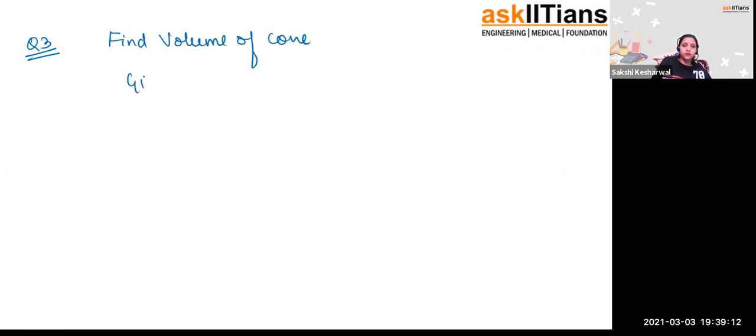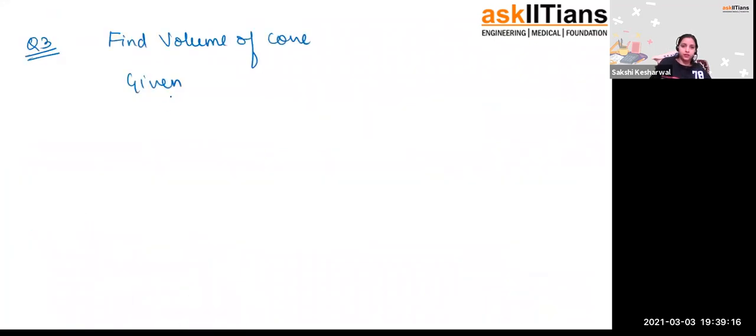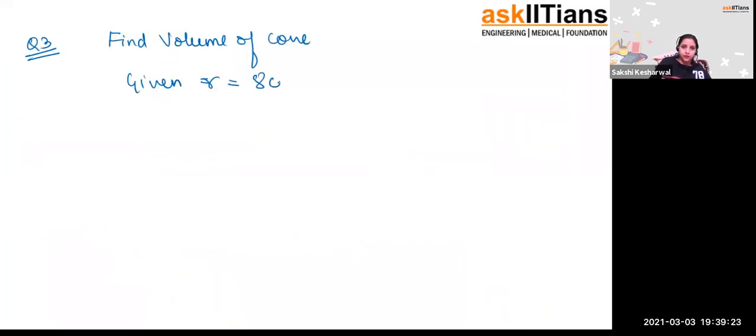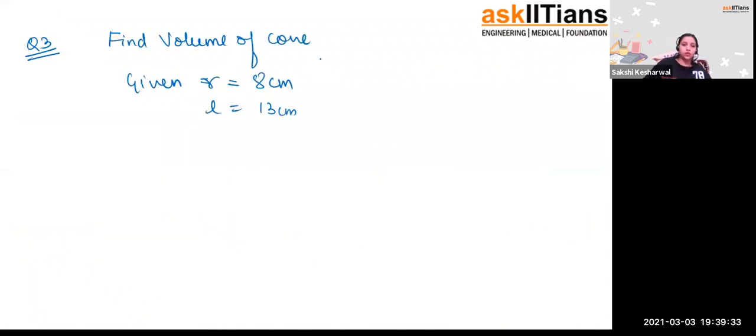What is given? The radius and the slant height, right? Given radius is equal to what? 8 centimeter. And L is equal to how much, beta? L is 13 centimeter, right? So L is 13. So you have to find the volume.